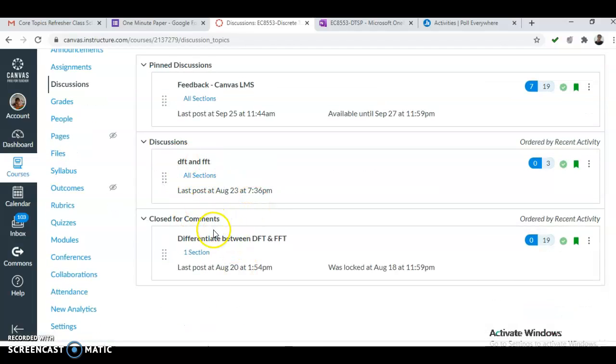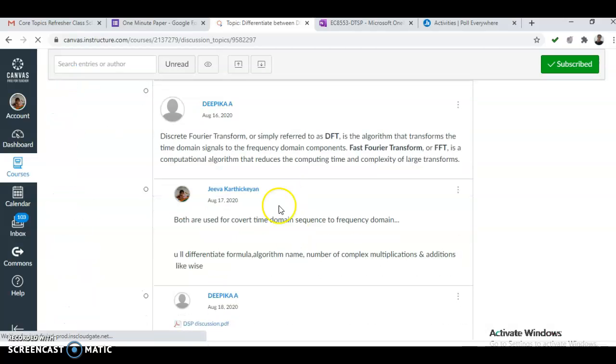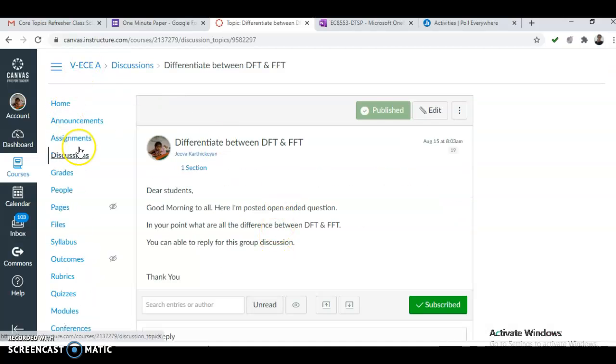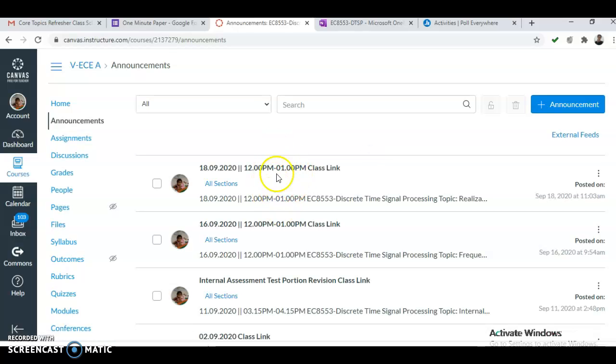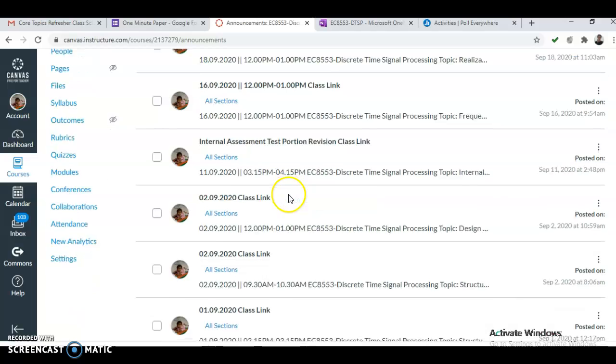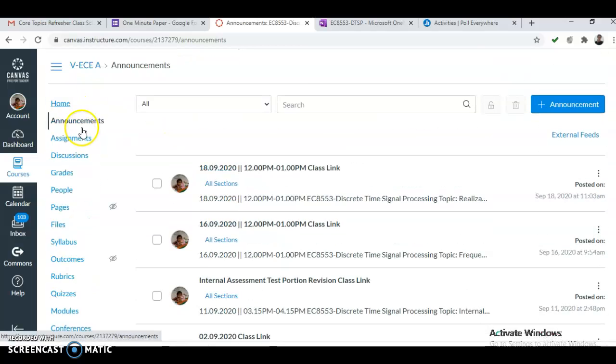For module discussion, I will share the question on the difference between DFT and FFT, which will be posted in the discussion forum. Some of the students replied to that. And announcement: my class link will be shared in this announcement, and also passed through WhatsApp and mail. Then one quiz will be conducted through this Canvas.